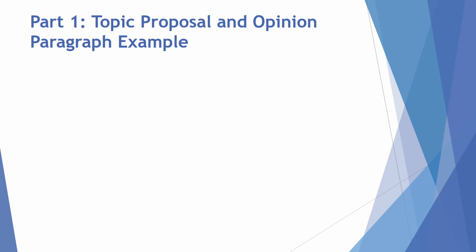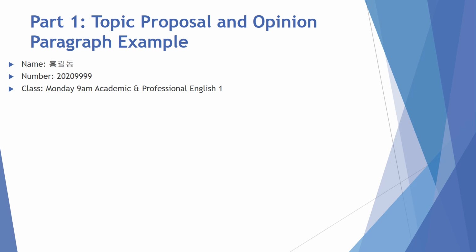Okay, topic, proposal, and opinion paragraph example. This is what you have to send to me, everybody. So please use this one as your example. So you put your name there. This is just an example. Your student number, your class day and time. Please don't forget this, okay? I keep reminding everybody, everything you send me, you must have this information. And in this proposal, you can put my name.